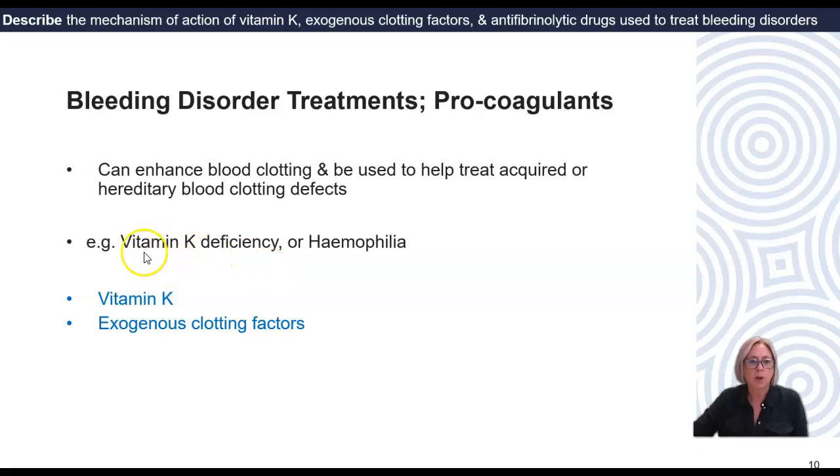For example, an acquired vitamin K deficiency or genetically inherited hemophilia, where there is a missing or a defective clotting factor 8. And so what can be done for someone with an acquired vitamin K deficiency is to give them exogenous vitamin K. And say for somebody with one of these genetically inherited clotting disorders, and hemophilia being the example here, giving them the exogenous clotting factor to replace the one that they're missing.